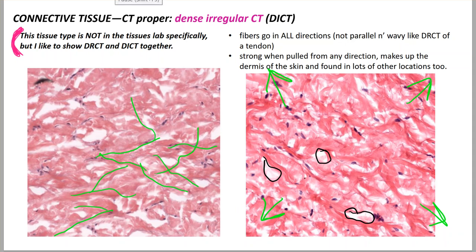So just know that dense irregular connective tissue and dense regular connective tissue kind of go together. They're just not asking you specifically about both kinds on your lab, but I like to point it out.